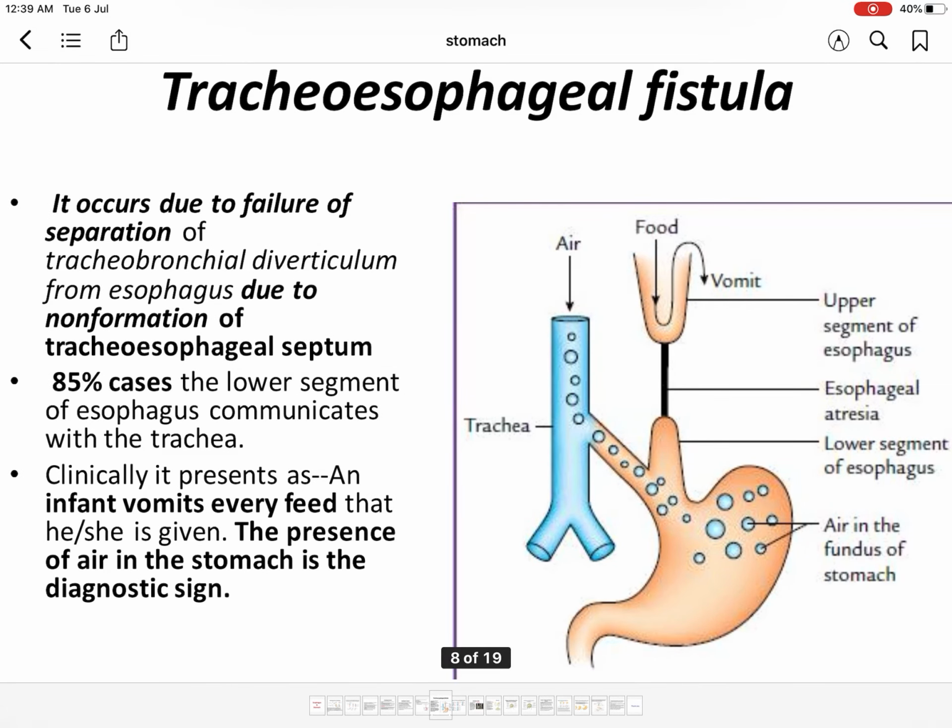Now what is tracheoesophageal fistula? As we have discussed, if there is non-formation of the tracheoesophageal septum or extreme posterior deviation of the tracheoesophageal septum, it will lead to formation of the tracheoesophageal fistula. So it is due to failure of separation of the tracheobronchial diverticulum from the esophagus. And in 85% of cases, the lower segment of the esophagus communicates with the trachea.